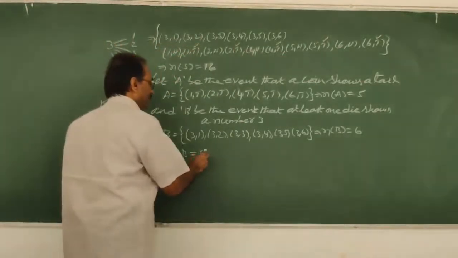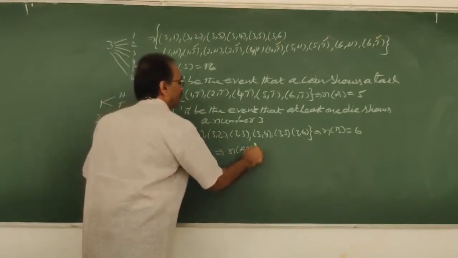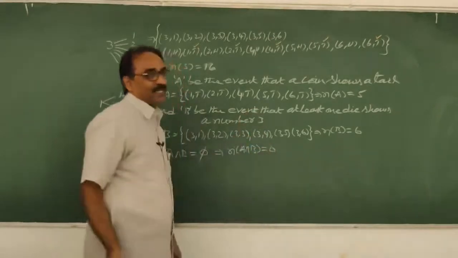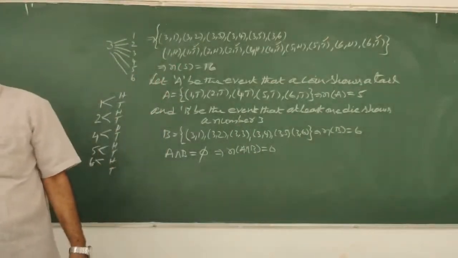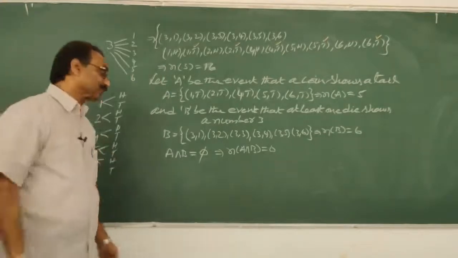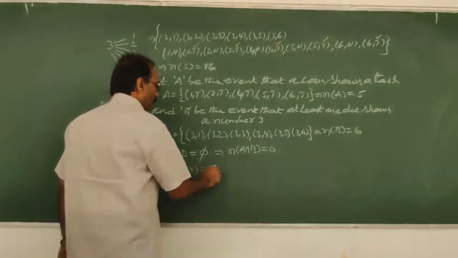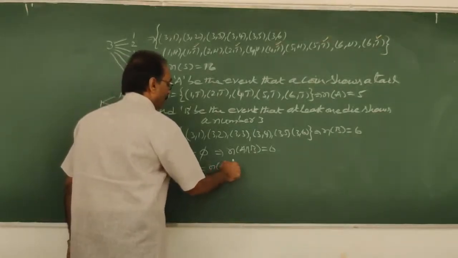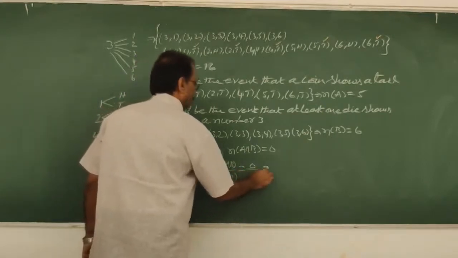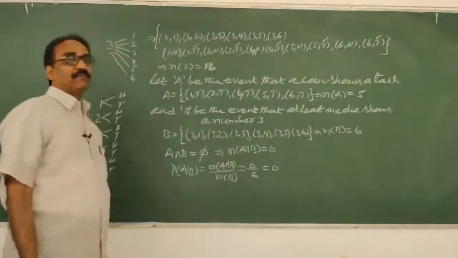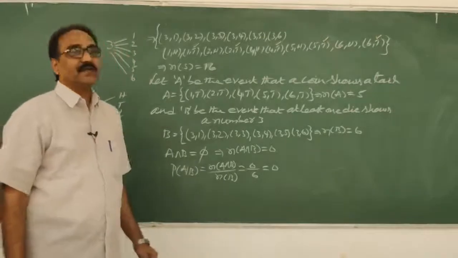So A intersection B is equal to the empty set. This implies n of A intersection B is equal to 0, my dear student. You should remember this. There is nothing common, so n of A intersection B is equal to 0. Therefore, probability of A given B is equal to n of A intersection B by n of B. So 0 by n of B, and 0 by anything is 0. So it is an impossible event. They don't have anything common, so there is no question of getting probability of A given B.